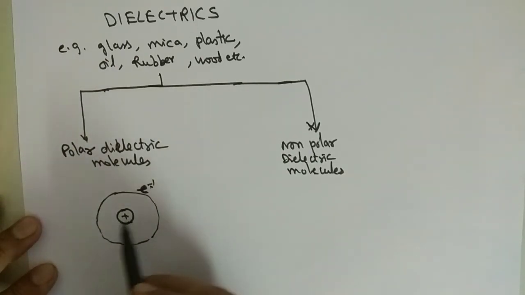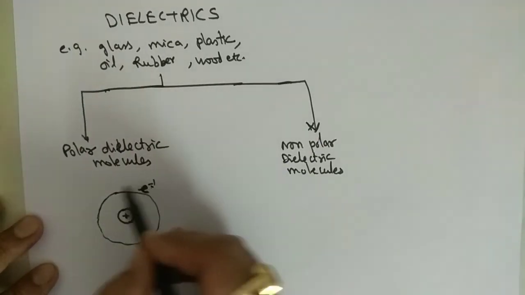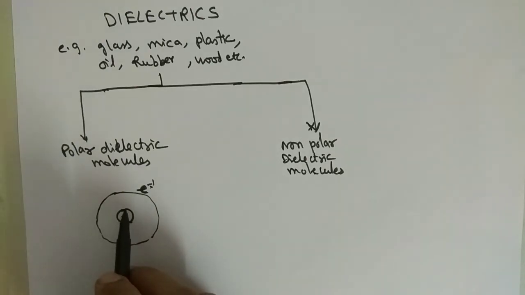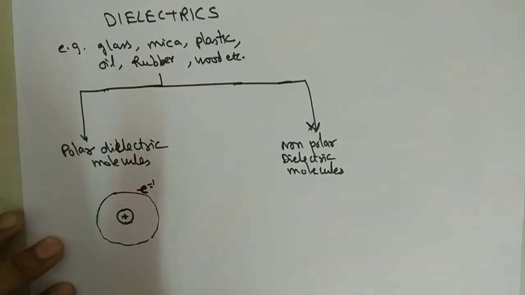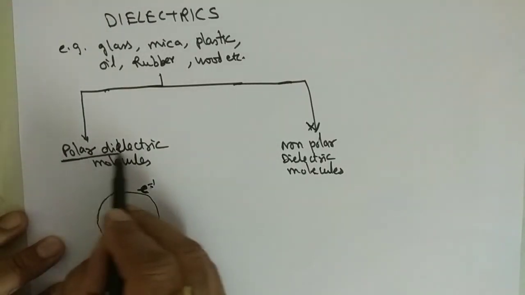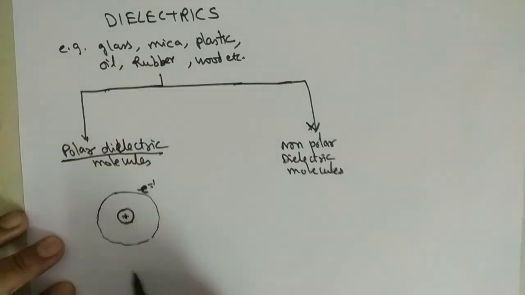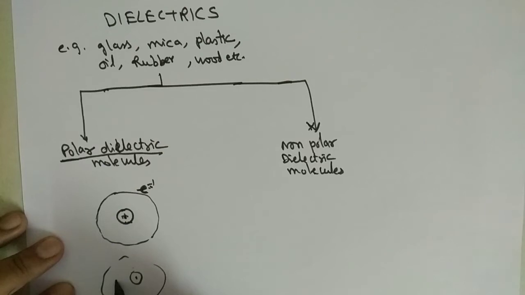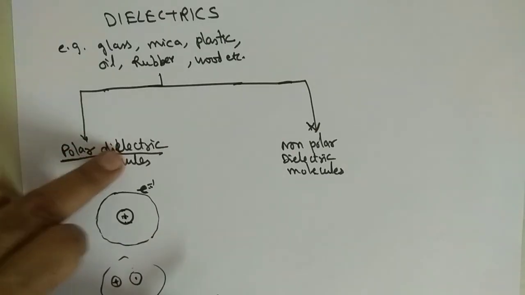If the center of gravity of the protons, that is the positive side, coincides with the center of gravity of the negative electrons, then it is non-polar. Polar means having polarity. So if they do not coincide, suppose this point is due to the positive and this point is due to the negative, and these two points are not coinciding, it means it is a polar dielectric.